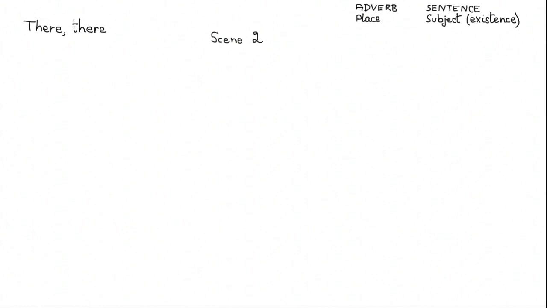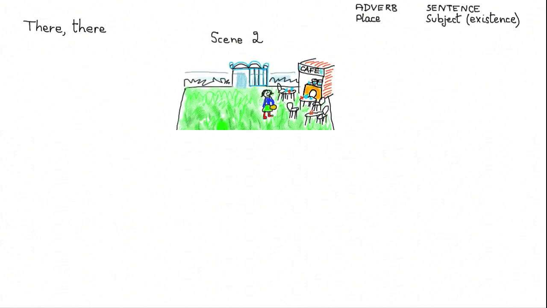Right, here's scene 2. And the first thing I'll do is put a picture of a little park here, which is quite near my house. So I'll write here, there's a park. There's a park at the end of our street. There's a park at the end of our street.